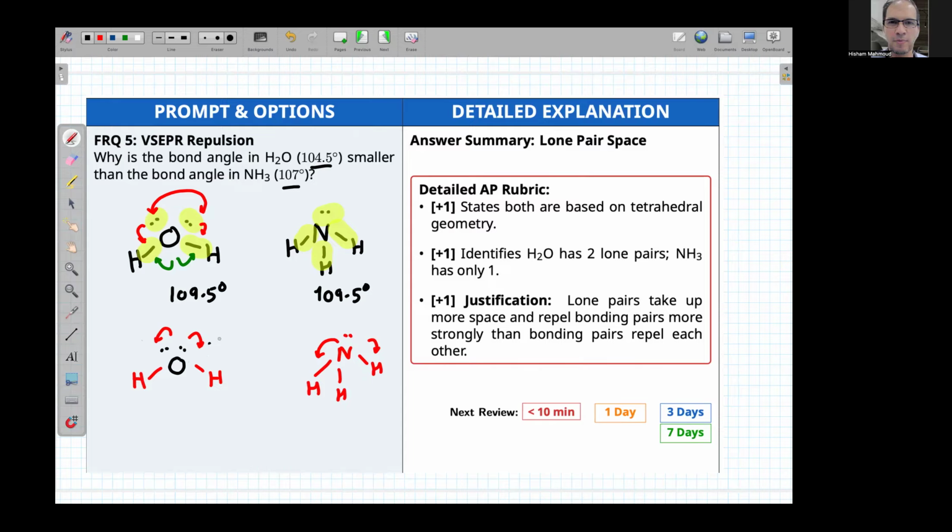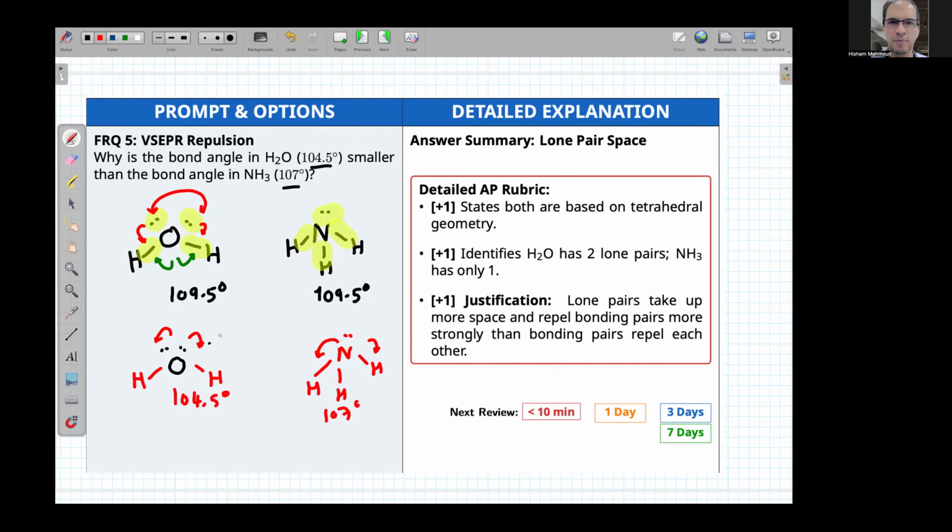Water has 2 lone pairs. These 2 lone pairs take up even more space and repel the bonding pairs even more strongly, squeezing the HOH angle down further to 104.5, while here it's only 107. So we have a pattern.